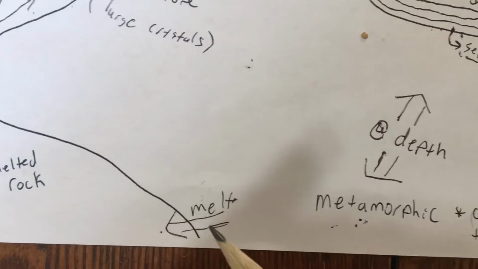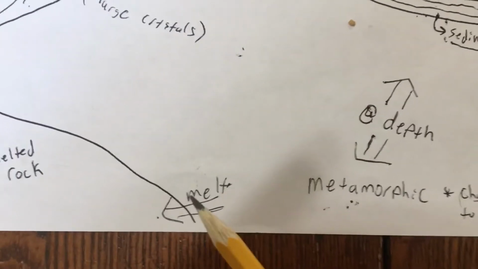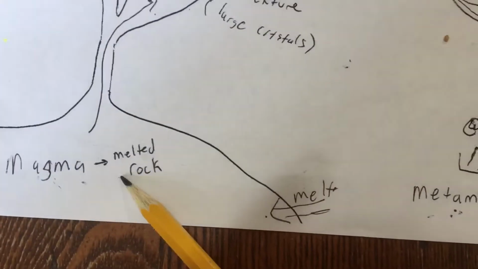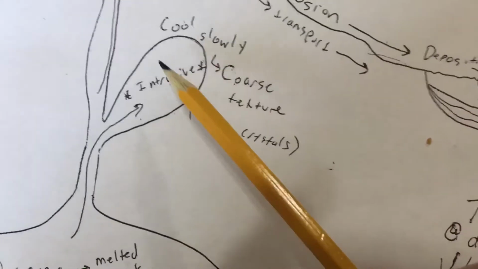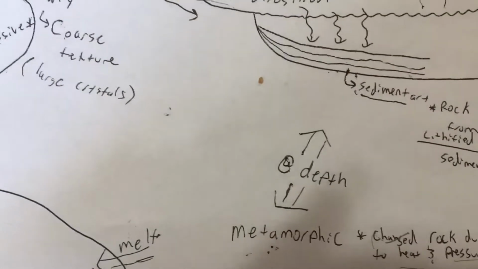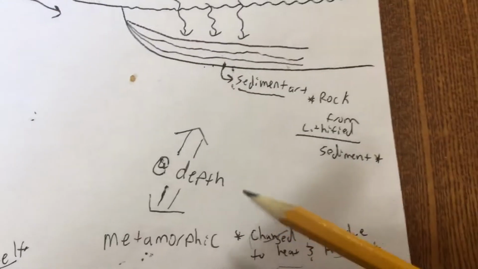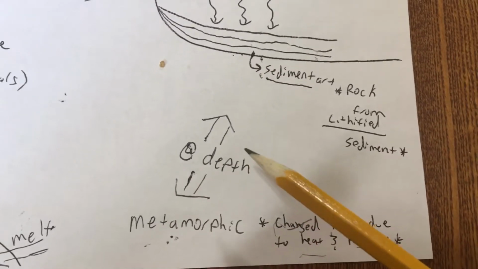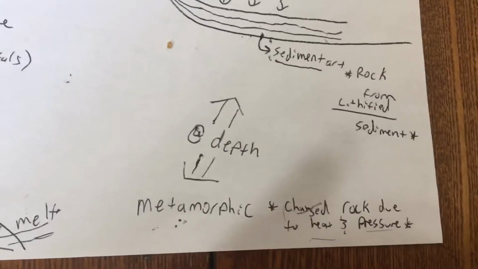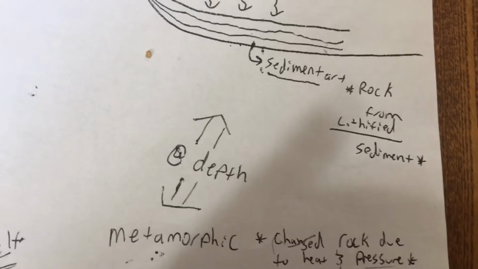What we'll have to avoid, though, is it can't get so hot that it melts, because if it melts, it turns into melted rock, which then if it cools turns into igneous rocks, and we've entered a different area. So we're looking for enough heat and pressure to change the minerals, but not so much that it melts. And that's when you're going to form yourself metamorphic rocks.